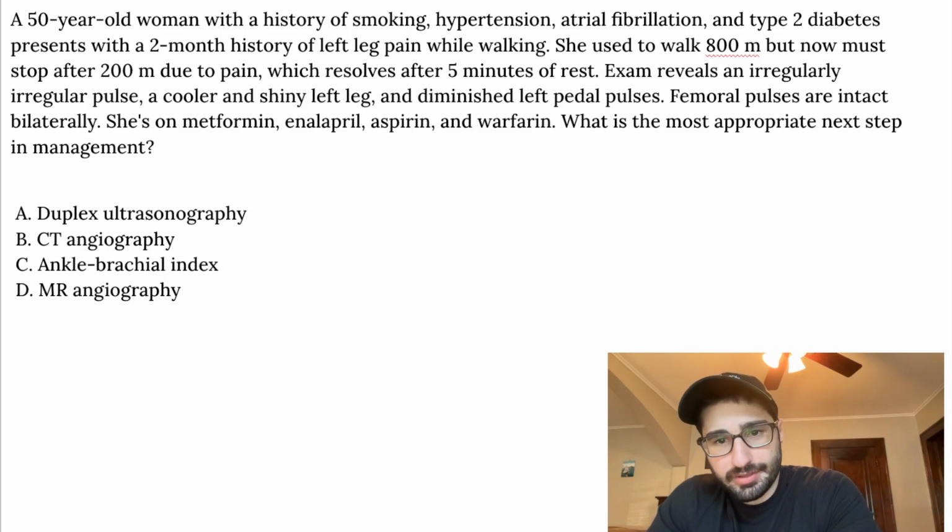Welcome everyone. In this question, we have a 50-year-old woman with a history of smoking, hypertension, atrial fibrillation, and type 2 diabetes presenting with a 2-month history of left leg pain while walking. She used to walk 800 meters, but now must stop after 200 meters due to pain, which resolves after 5 minutes of rest. Exam reveals an irregular pulse, a cooler and shiny left leg, and diminished left pedal pulses. Femoral pulses are intact bilaterally.